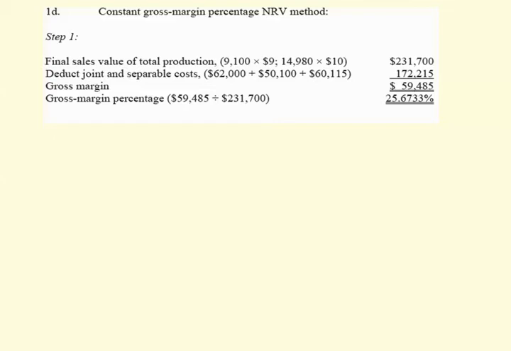Then we deduct both joint cost and separable costs, also for the two products. The joint costs for the two products is 62,000, and separable cost for the first product is 50,100, and for the second product is 60,115.